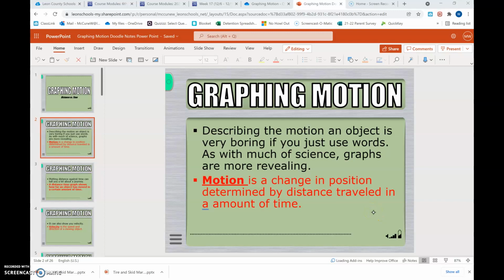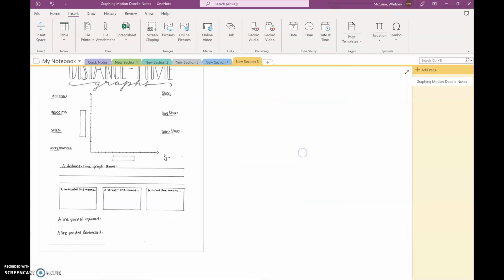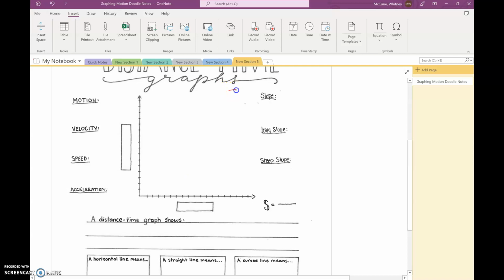Hey guys, today we're going to be going over graphing motion. We're going to be looking at graphs again. It's just a refresher, and as you are refreshing yourselves, you are going to be filling out these doodle notes here. All of this stuff you'll be able to find in this PowerPoint except for what you're going to draw here. As we go through the PowerPoint, I'm going to come back here and you are going to include what I include here.